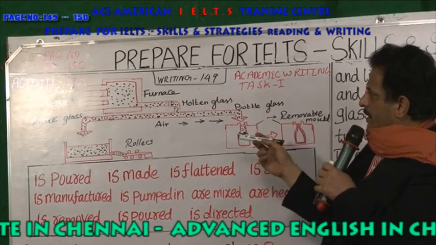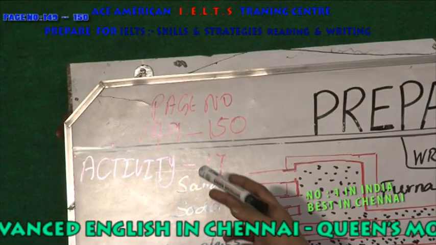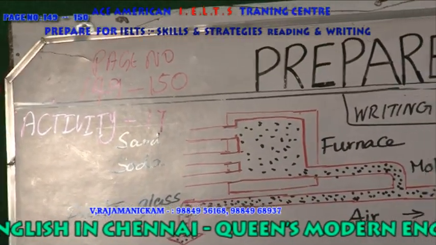149, page number is 149 to 150. We have come here to the activity 17, academic writing task 1.